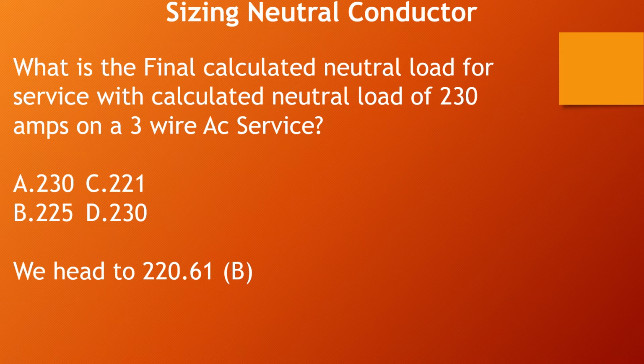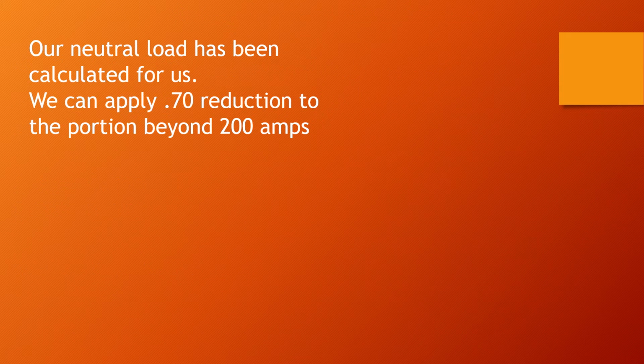What is the final calculated neutral load for a service with a calculated neutral load of 230 amps on a 3-wire AC service? Okay, so we're going to head straight to 220.61 again in part B, and it lets us know that if it is in excess of 200 amps, the portion of the neutral calculated load that is in excess, that is above 200 amps, that portion can have a 70% reduction.